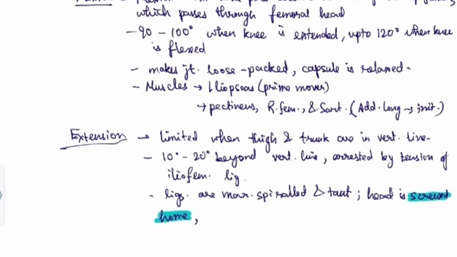When is the hip joint screwed home? So this is in the extended position. Then they might ask when the knee joint is screwed home, and that time also you have to answer like that. The joint is closely packed. So in flexion, the joint is loosely packed. Here the joint is closely or tightly packed.